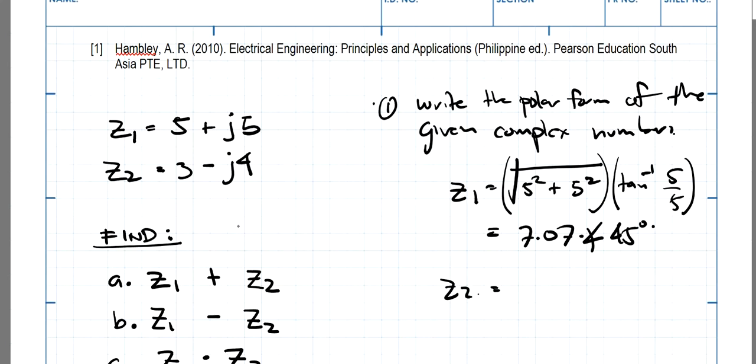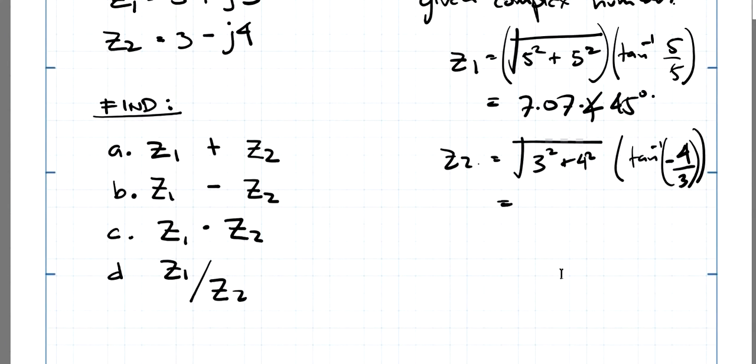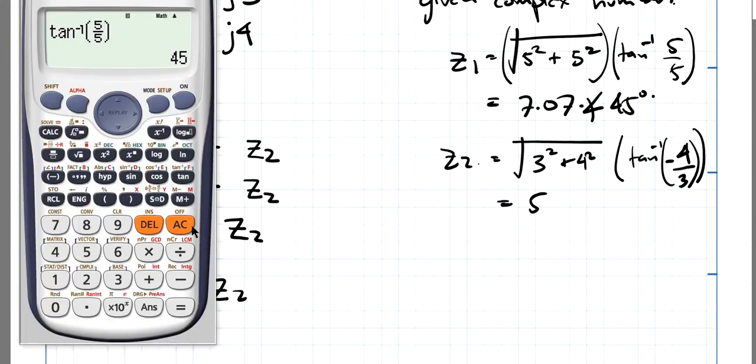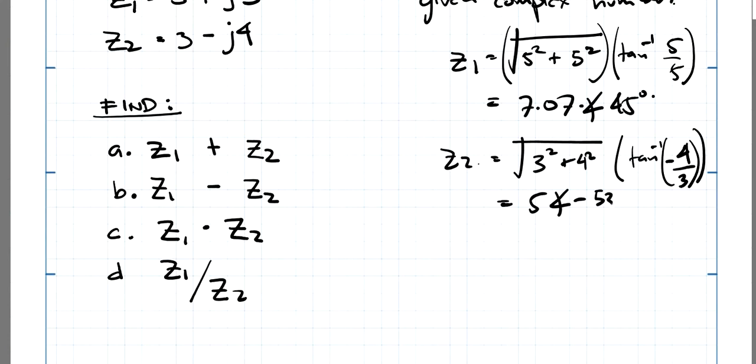Okay, next for z2, this is 3 minus j4. That's simply a 3, 4, 5 triangle. The square root of 3 squared plus 4 squared, and the inverse tangent of negative 4 over 3. What we get for r is 5, a 3, 4, 5 triangle, and then shift tangent of negative 4 over 3 gives us negative 53. So the angle is negative 53 degrees.